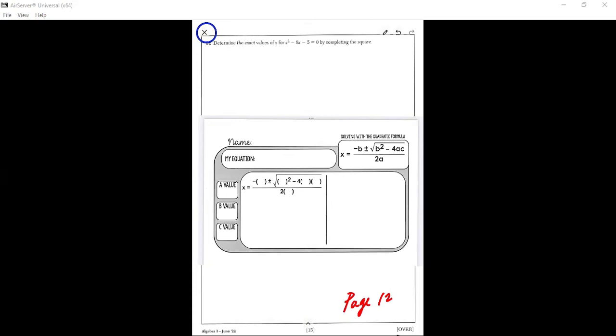I wanted to do the question on page 12 because I want to show you what you need to do when they ask you to give the exact answer, and it's irrational. How do you do that? How is that supposed to work?